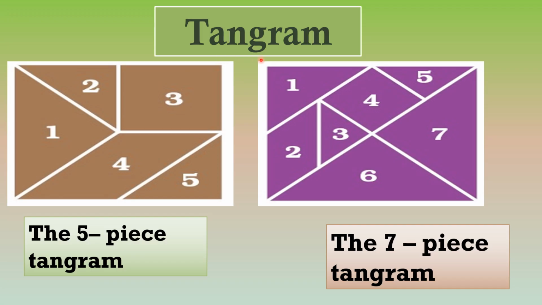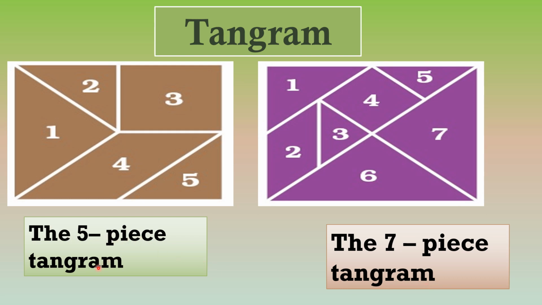Tangram. It is an old Chinese puzzle. It is made of 5 or 7 plane shapes called tans. So these are called tans, which are put together to form many figures such as fish, cat, swan or people. There are 2 types of tangram, the 5-piece tangram and the 7-piece tangram.